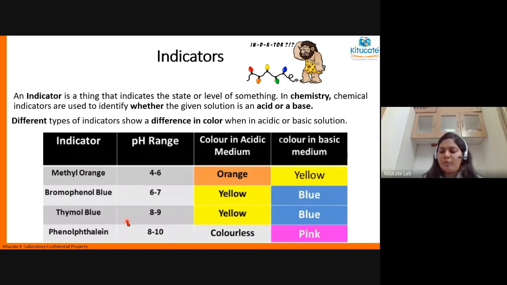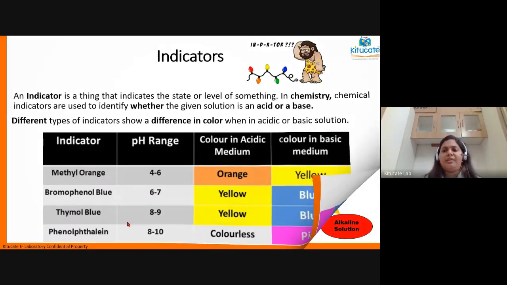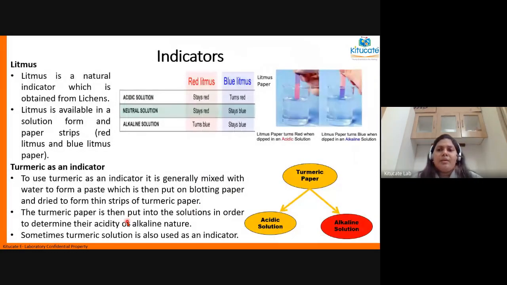So we will be going forward and studying some indicators today with the help of experiments. The ones that you saw in the last table were chemical indicators. Now we will see some natural indicators. The first natural indicator that we are going to study today is the litmus paper.